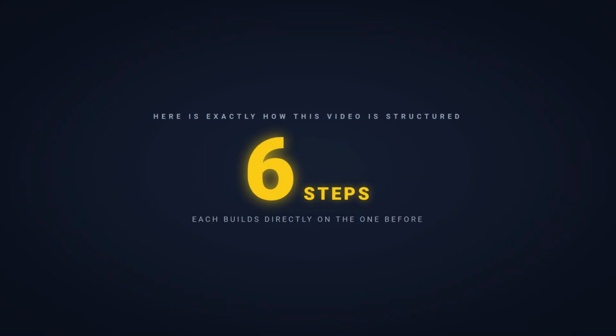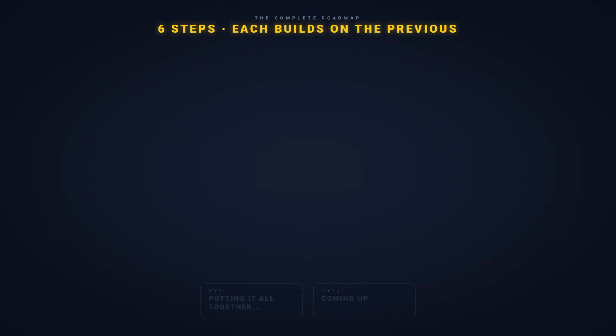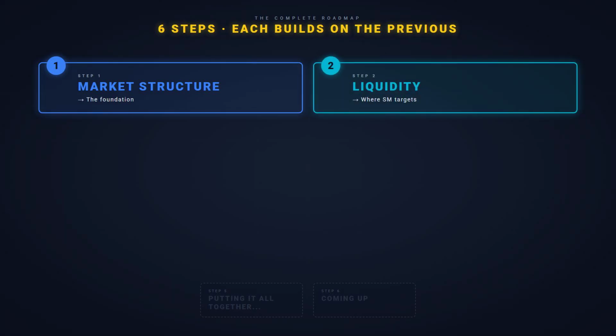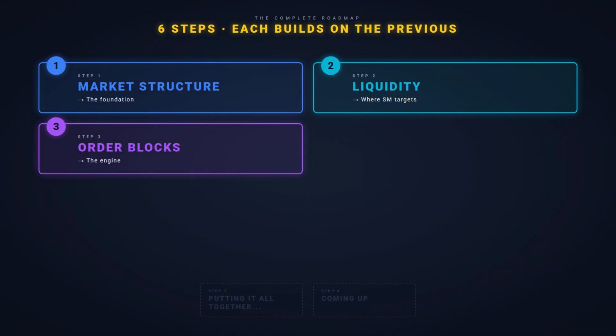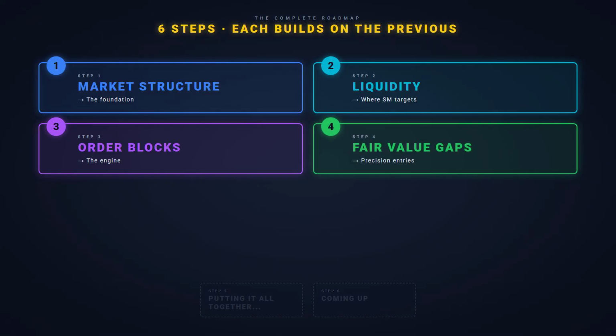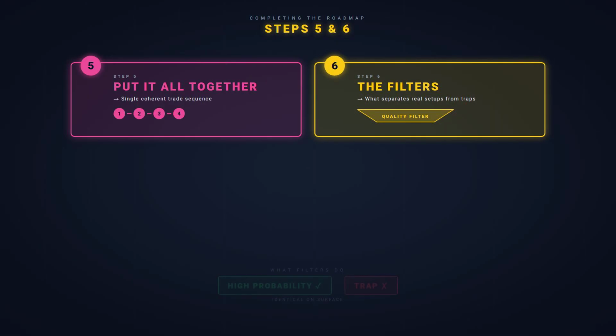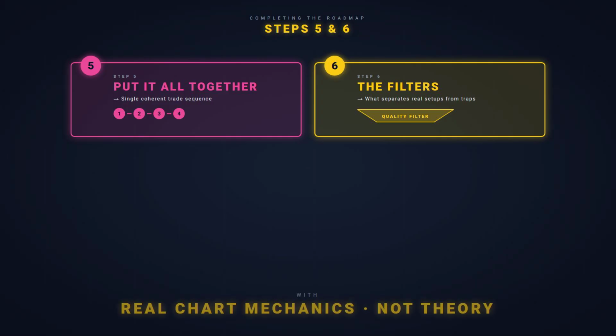Here's exactly how this video is structured. There are 6 steps, and each one builds directly on the one before it. Step 1 is market structure, the foundation that every other SMC concept depends on. Step 2 is liquidity, specifically where smart money is actually targeting and why. Step 3 is order blocks, the engine behind the move itself. Step 4 is fair value gaps, how you time entries with mechanical precision. Step 5 is putting it all together into a single, coherent SMC trade sequence. And step 6 is the filters, what separates a high probability setup from a trap that looks identical on the surface.